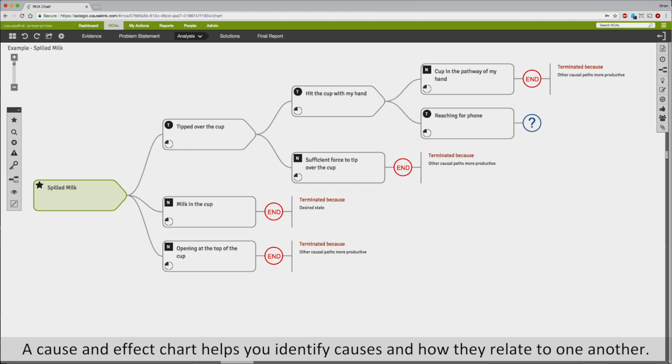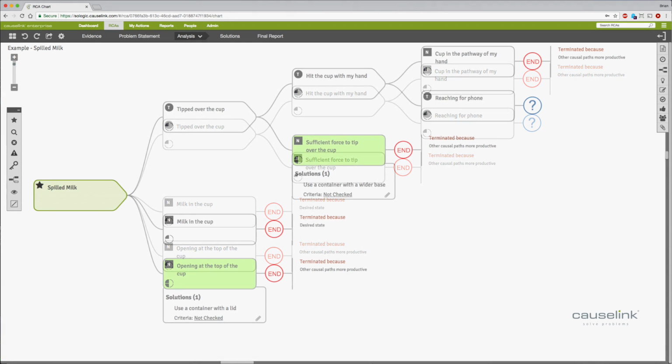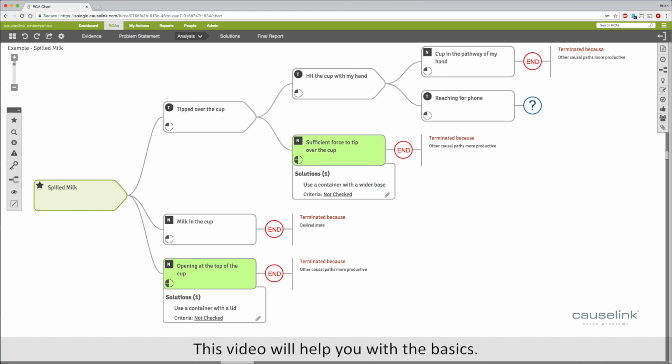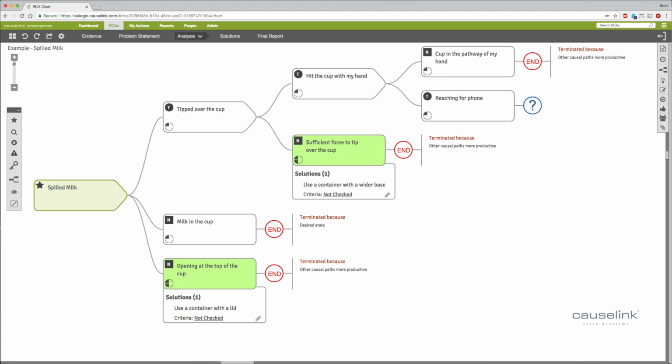A cause and effect chart helps you identify causes and how they relate to one another. With this understanding, you can apply solutions and prevent future problems. If you are not familiar with cause and effect charts, this video will help you with the basics.